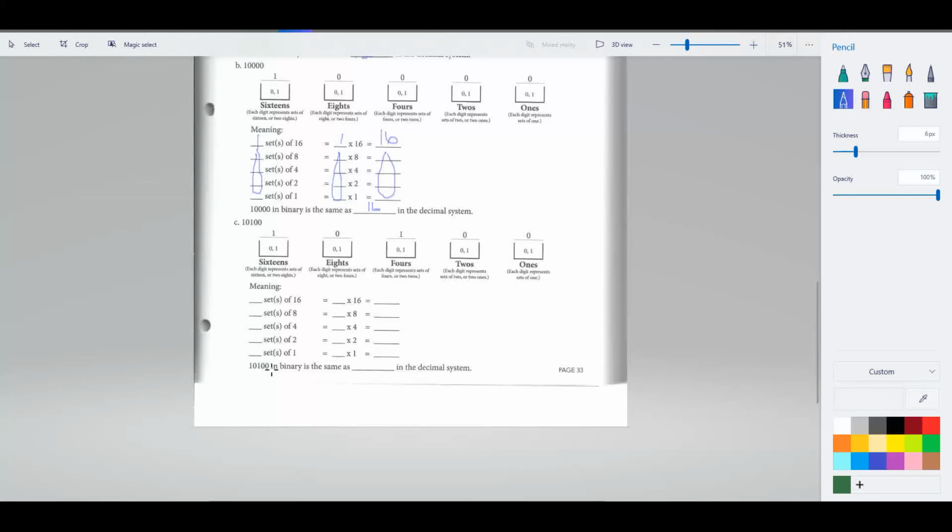I do, however, want you to make sure and start on number 3 on page 35, and you'll want to finish the whole worksheet after that, 3 to 7. There's some on the back with the abacus.